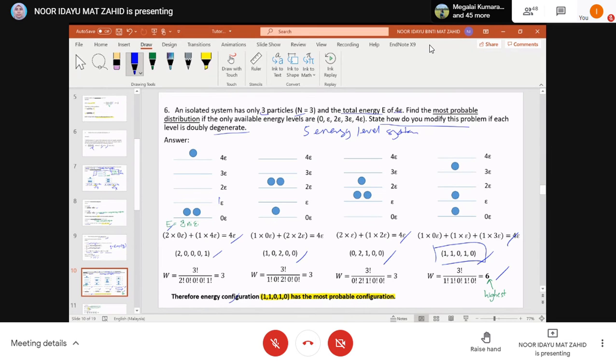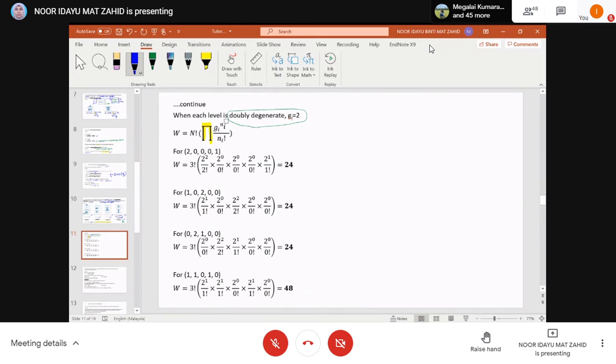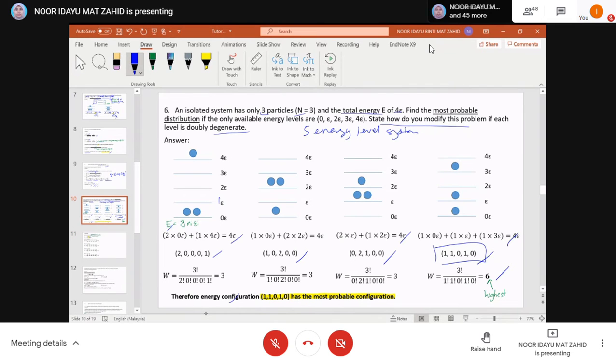State how you would modify this problem if each level is doubly degenerate. I don't cover the degeneracy concept, but I just want to tell you that it can happen that way. If each level is doubly degenerate, it means that each of these energy levels is doubly degenerate, so there are more energy levels. Yes, you can see it that way.